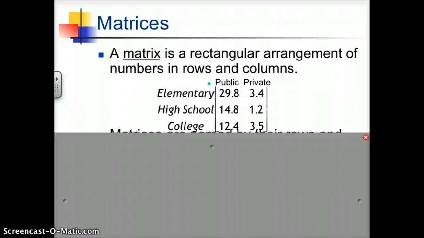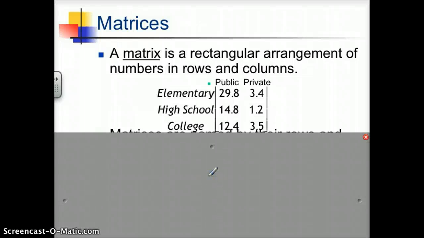Public versus private. If we're looking here, in elementary schools, the enrollment is 29.8, probably millions. Private school, 3.4. And you can see the same for high school and college. This is a matrix. It's a rectangular array. It just has some rows and columns.